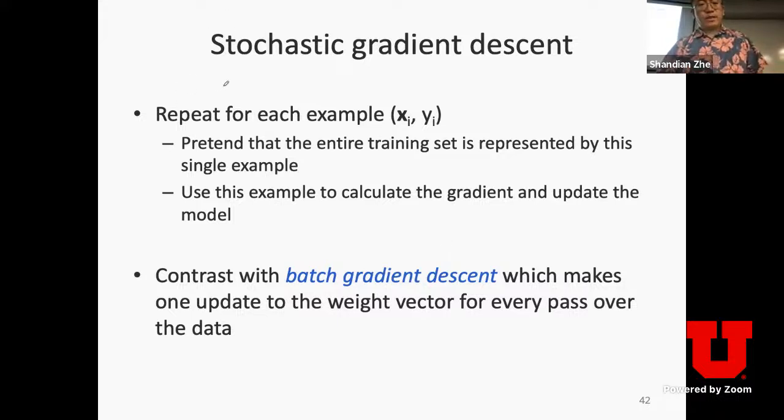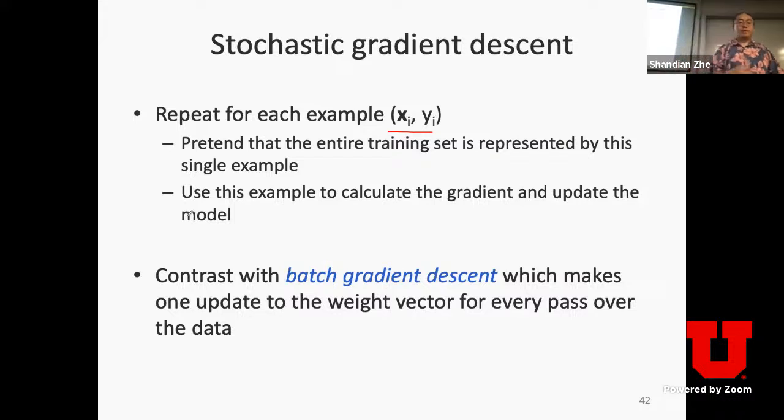So the idea of stochastic gradient descent can be summarized as follows. We repeat for every training example (x_i, y_i). We pretend the entire training set is represented by this single example. Then we use this example to calculate the gradient and update the model.